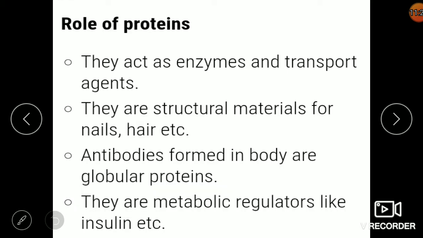Now, what is the role of protein? Protein acts as an enzyme and also as a transport agent. In hemoglobin, the globin protein, the globular protein, carries the oxygen from your lungs to the cell, then from the cell to the lungs. So it acts as a transport agent as well. They are structural material of nails, hair, cell, etc. Okay, these are the basics of protein.